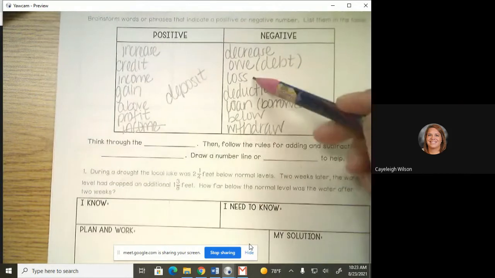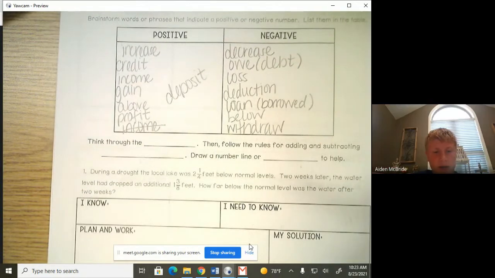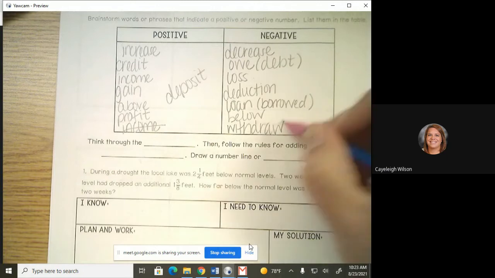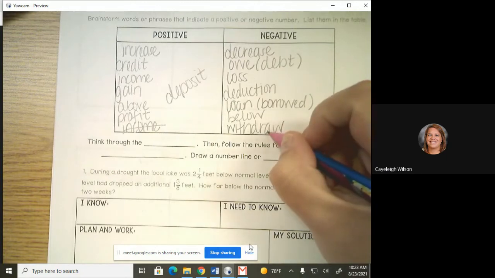Loss, yeah, we've got that one on there. Oh, can we do a check? Like you get a check from someone? So a check would be, if you're writing a check from your account, that would be a withdrawal.